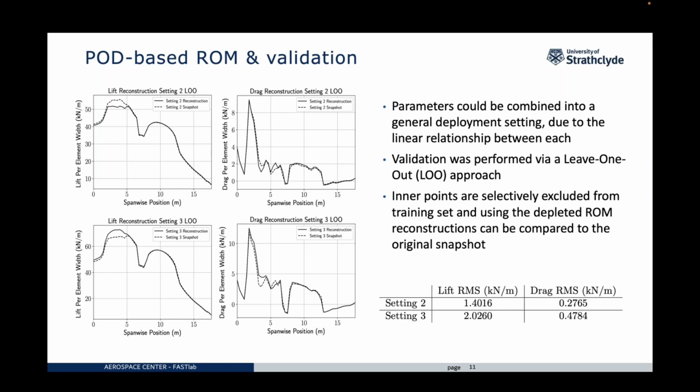When we do this, we get relatively good approximations in the outboard flap region for both the lift and the drag. The discrepancy comes from around the inboard flap region, which is here and here, and we attribute that simply to the exclusion of a quarter of the training set. So there's quite a big gap between flap setting 1 and 3, for example, if we remove number 2.